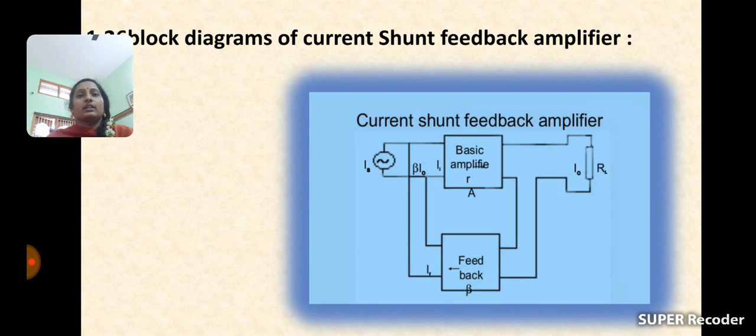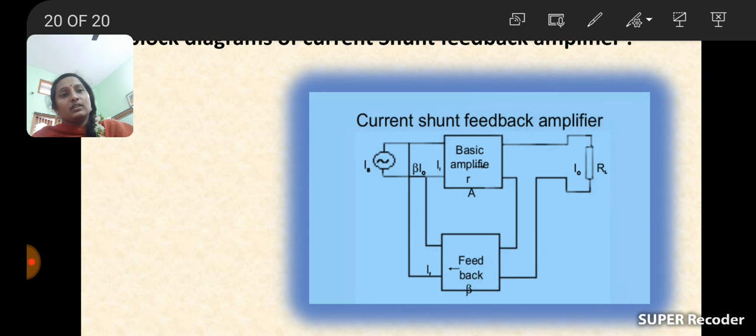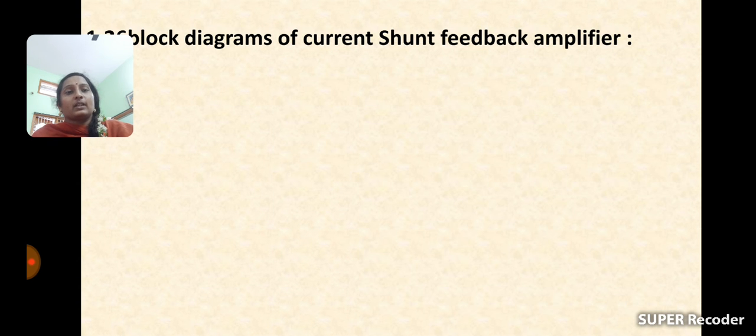See, this is the block diagram of the current shunt feedback amplifier. Whatever changes I explained are there. Here one terminal is connected to the first terminal of the amplifier and the second one is also directly connected to the basic amplifier, and here the source is directly connected. So see here, these are the four different types of feedback amplifiers.